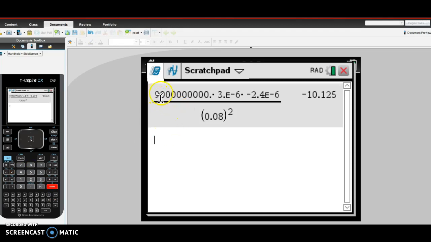It expanded out the 9 billion times the product of the two charges divided by the distance squared, and here's your force value, negative 10.125 newtons. It's negative because the electric force was solved by taking a positive times a negative, so this is an attractive force. We'll do another problem next. Try that on your own, make sure you can get the same results.